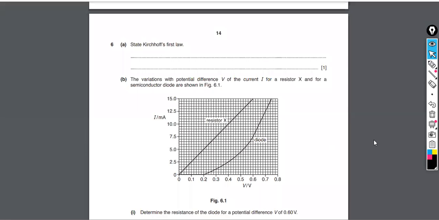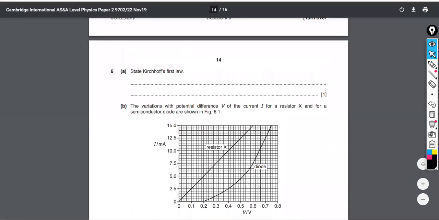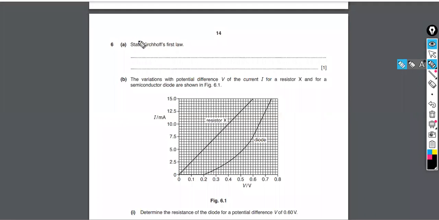All right, in this worked example, I'll be going through question 6 from paper 22 that was offered in October, November 2019. Part A reads, state Kirchhoff's first law. This is where you just need to have the good textbook definition in mind for which of Kirchhoff's laws is the first one there.